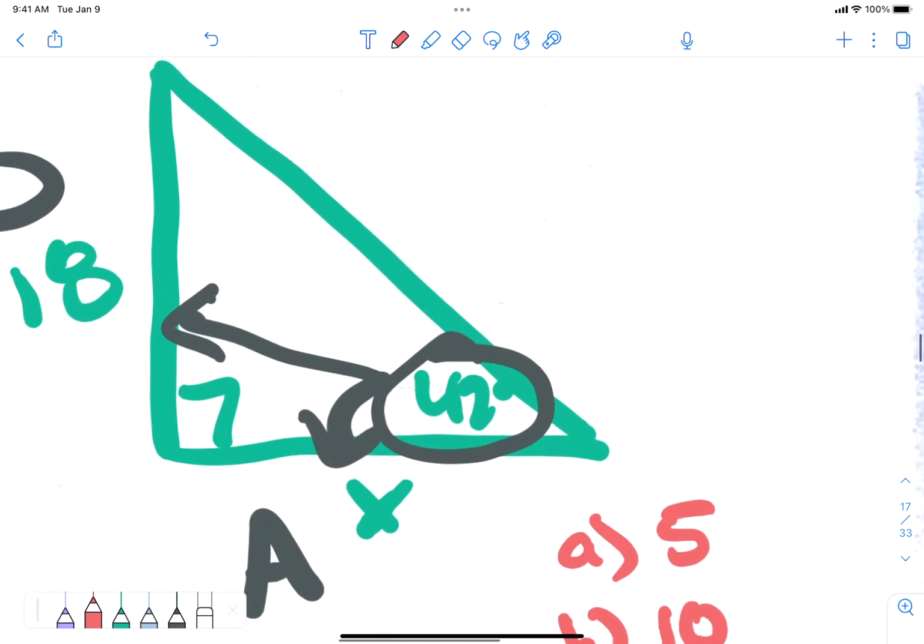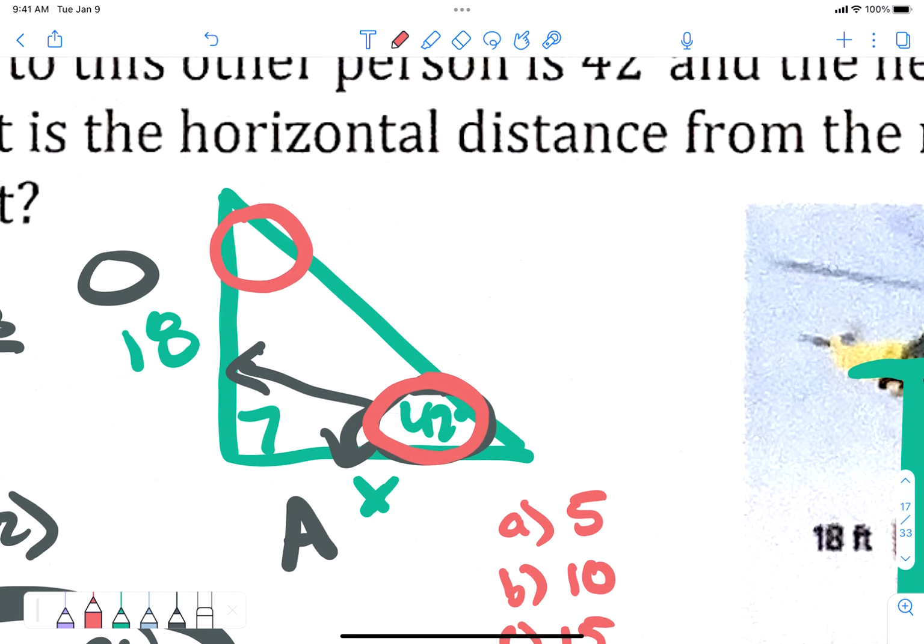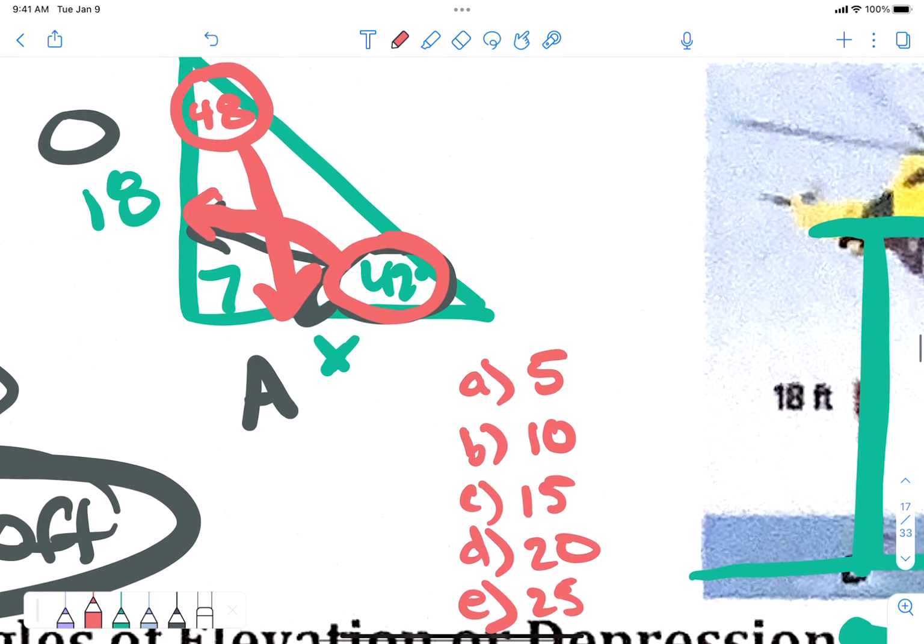All right, so let's take a look at this diagram. And this is 42 degrees. What will this top angle be? 48. Okay, let's take a look at the opposites. So 42 degrees is opposite 18. 48 degrees is opposite x. It has to be bigger. x is bigger than 18, right? So we have just eliminated 3 of our answers, right?